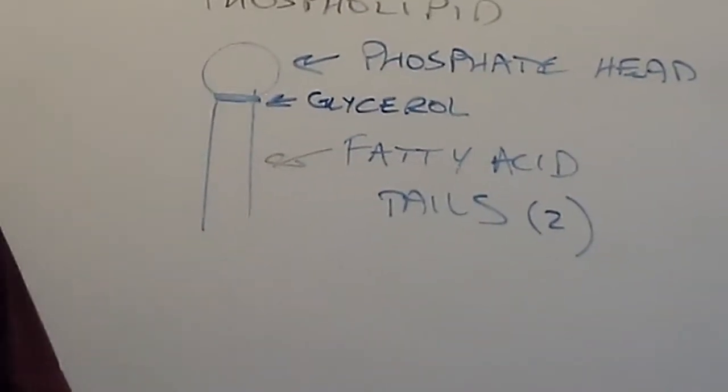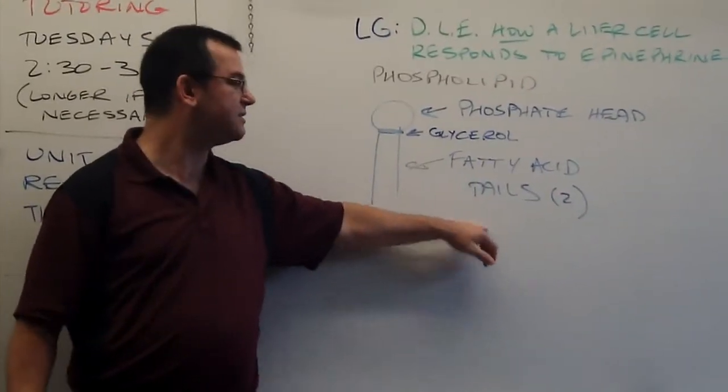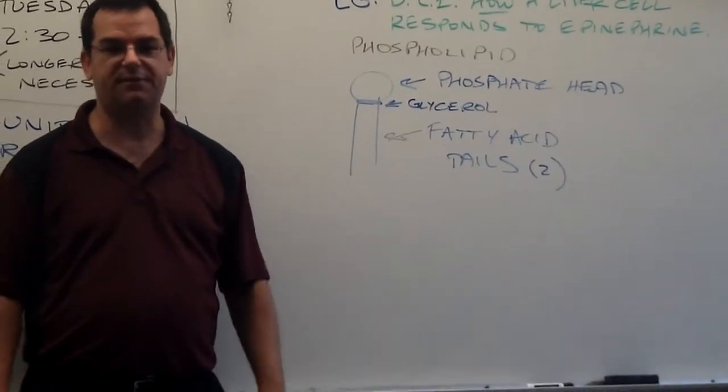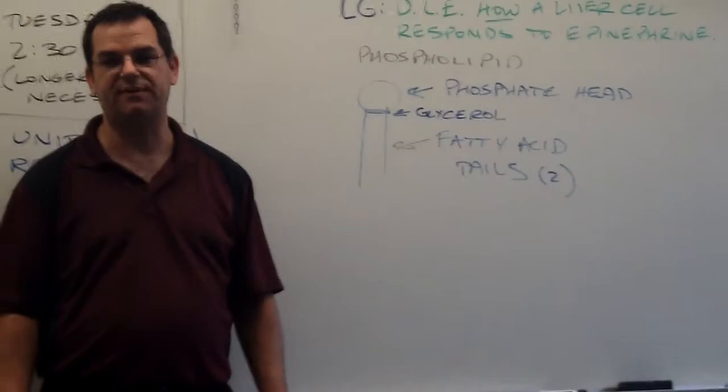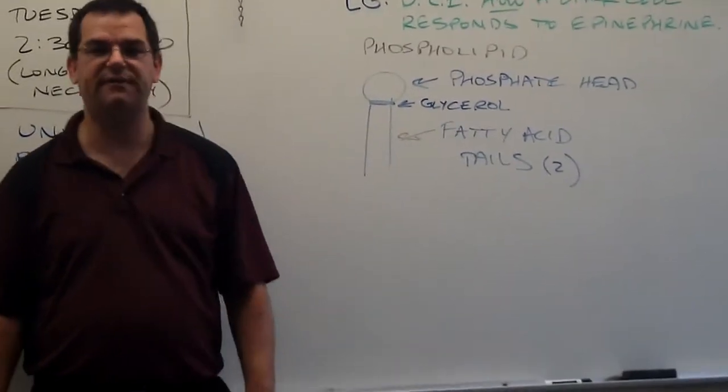So one of the simplest things you can say about the structure of a phospholipid is it's made out of two fatty acid tails, a phosphate head connected by a glycerol molecule. You get all three of those, you clearly have explained the structure of a phospholipid. Now, what else could we say about the structure of a phospholipid?